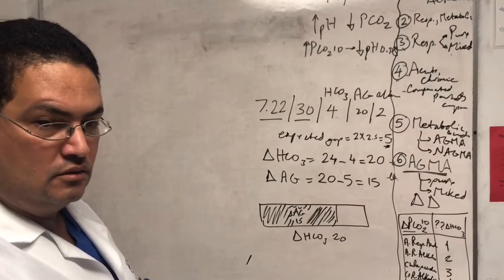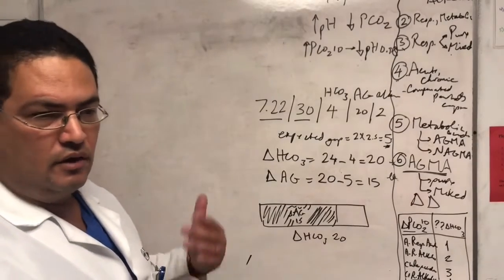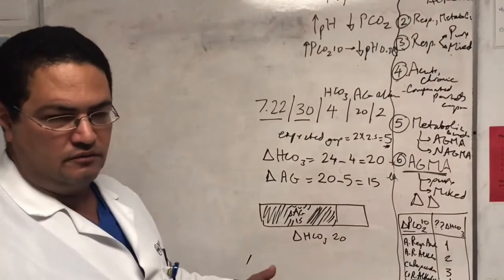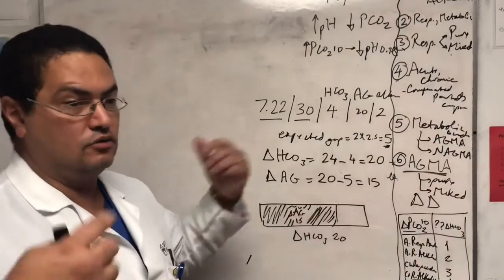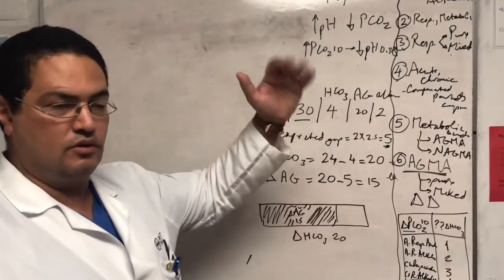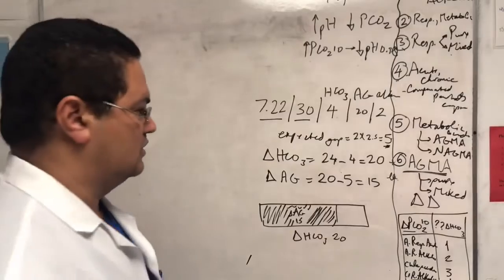What else? Another condition? Diarrhea. You have diarrhea, you just lose a lot of bicarb, and then you have more diarrhea, and you're not eating and drinking and so on. Then the BUN rises and lactate rises and then it becomes a mixture.